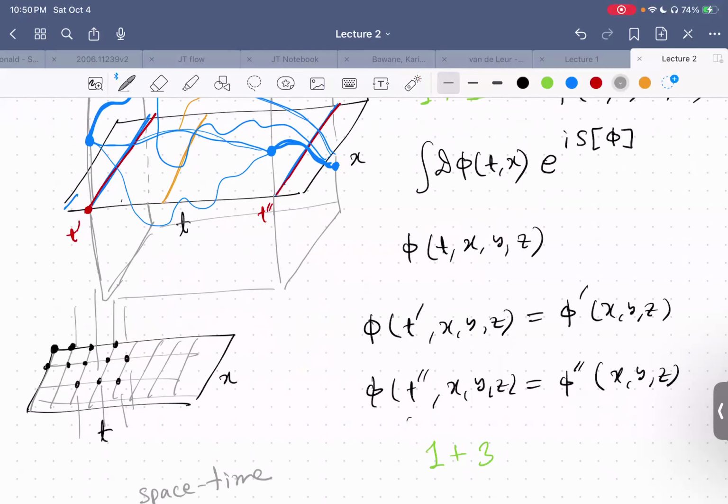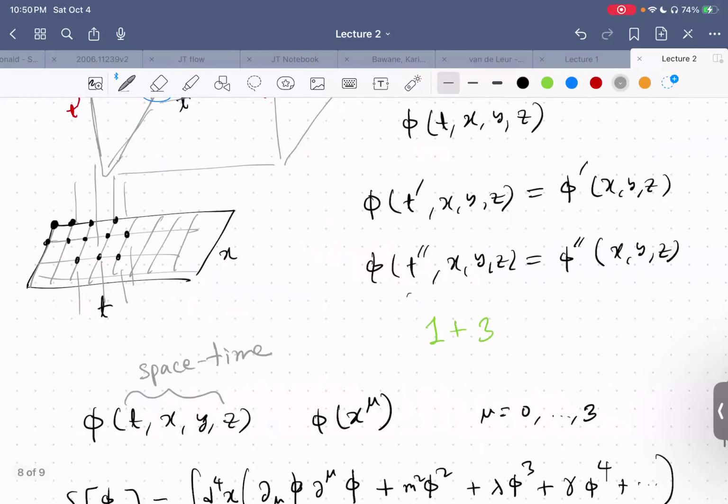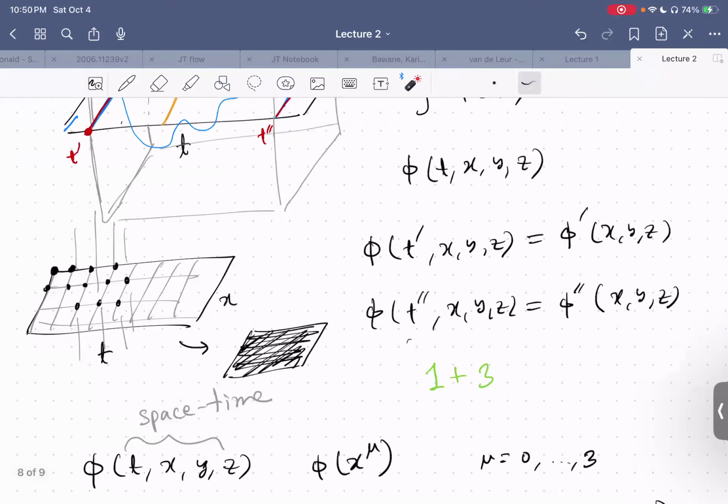And at the end, you take a limit where this spacing becomes very, very small, and the number of points become very, very large. And in that limit, this will become a smooth surface, smooth spacetime. Okay. And the field that you had before simply becomes a function of your spacetime.